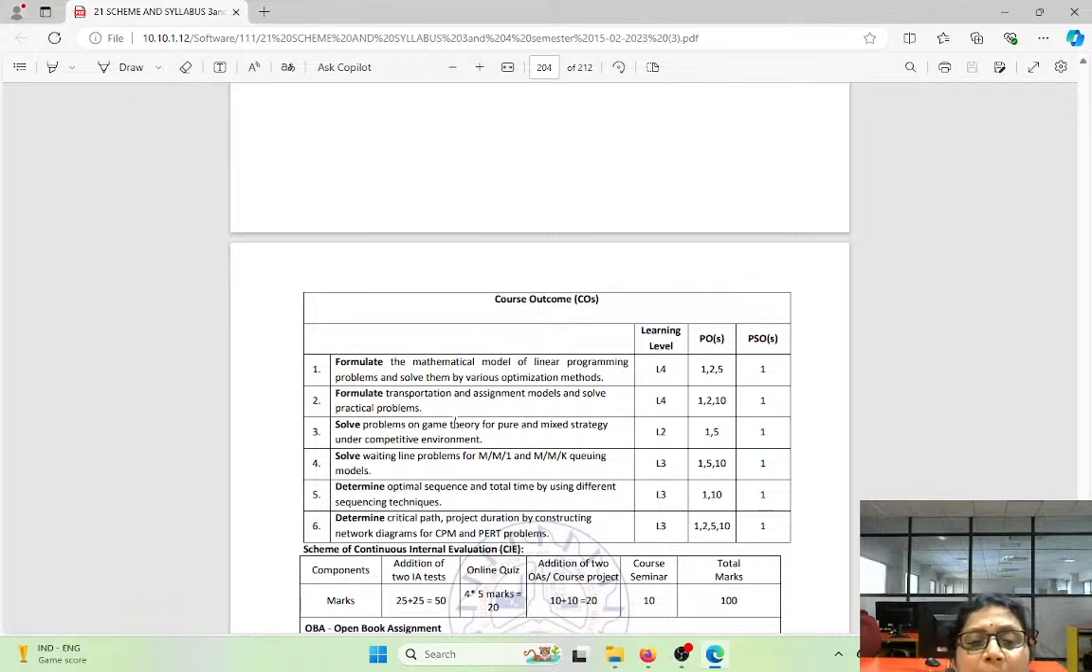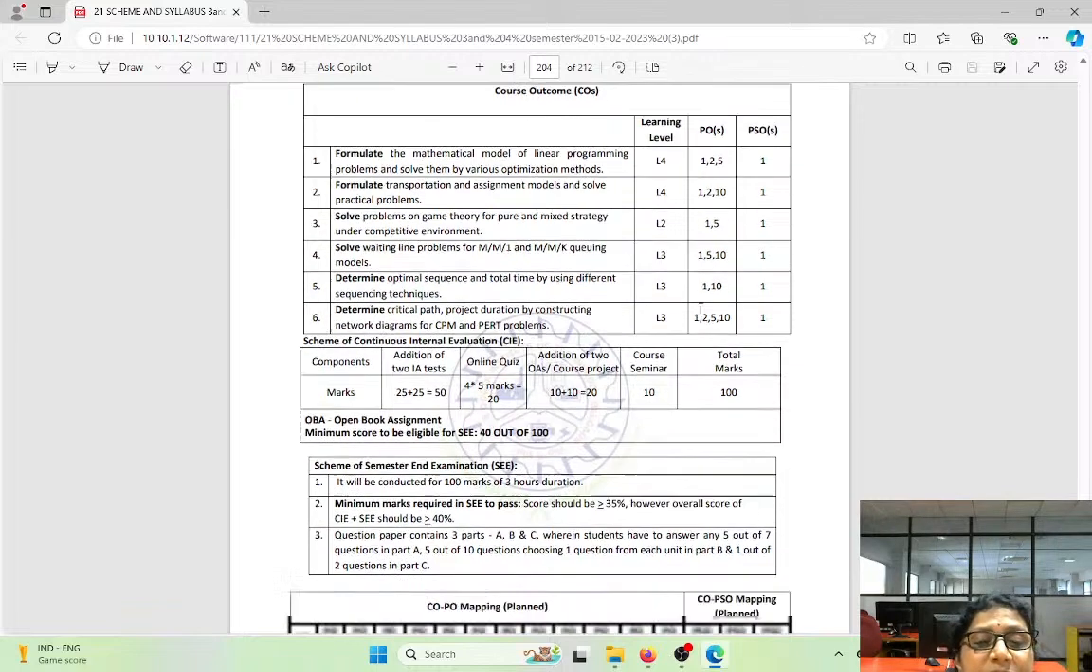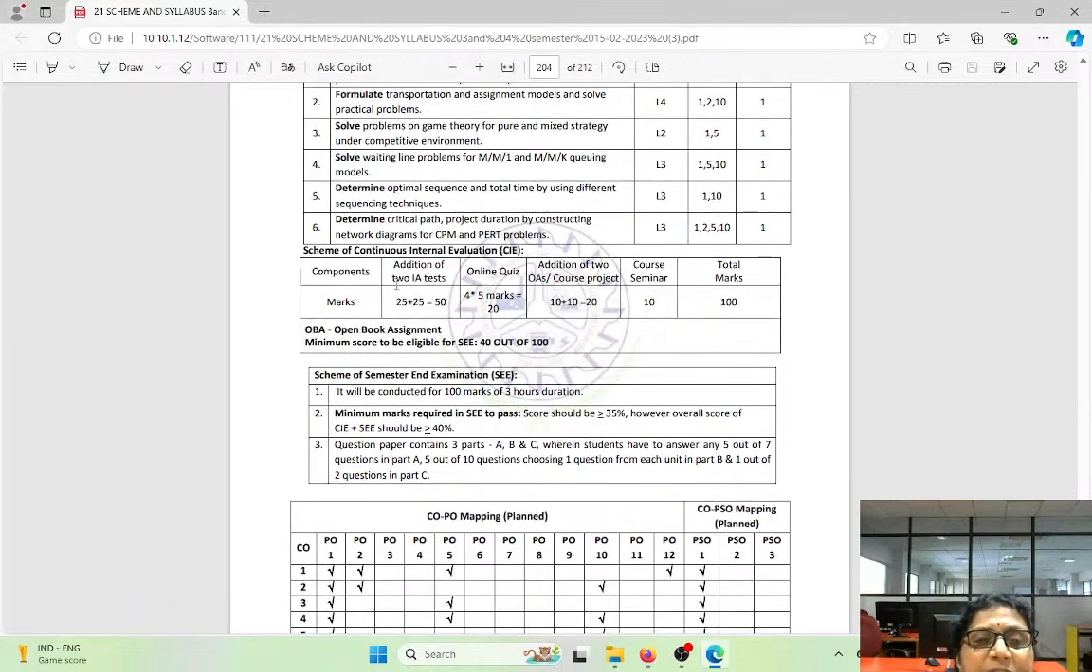That is, formulate the problem, solve the problem, and then optimize the problem or determine the optimal solution, and then draw the network and find out the total time required to complete the project. So these are the course outcomes, and then the scheme as mentioned here is 25 plus 25, that is internal assessments. An online quiz will be there, and a project or open book assignment will be there, then a course seminar, and then total marks are 100.